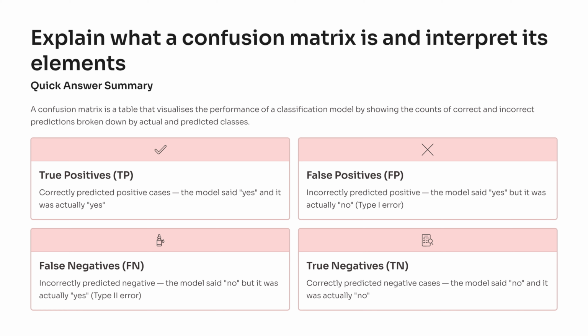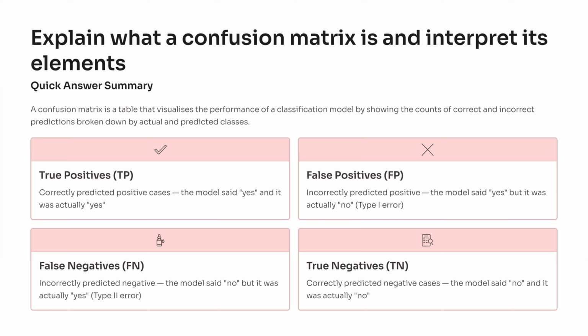False positives (FP): the model predicted yes, but it was actually no. That's a type 1 error, flagging a normal transaction as fraud. False negatives (FN): the model predicted no, but it was actually yes. That's a type 2 error, missing a real fraud case. And true negatives (TN): cases where the model predicted no, and it truly wasn't fraud.